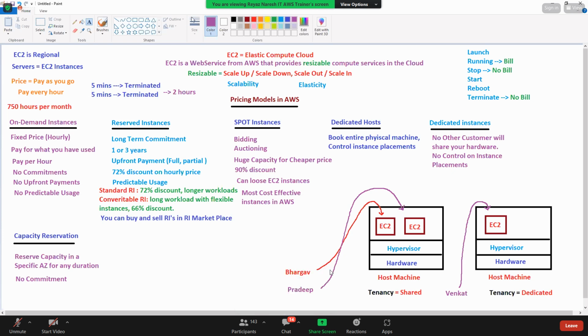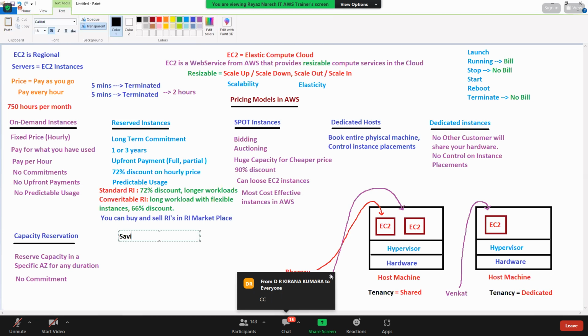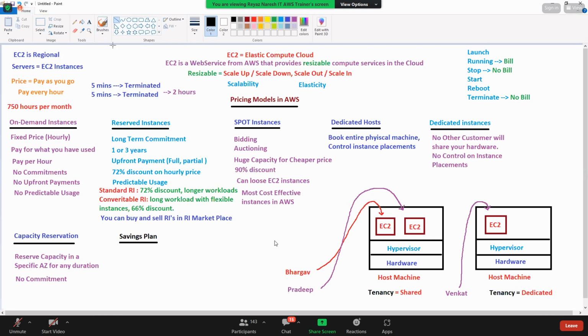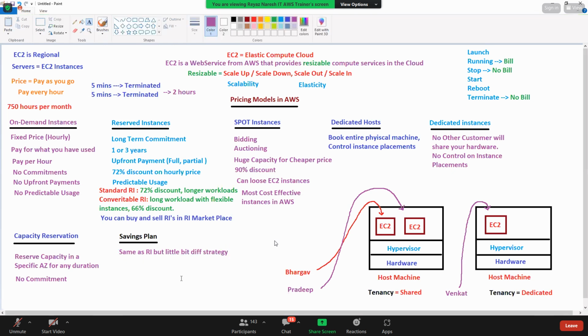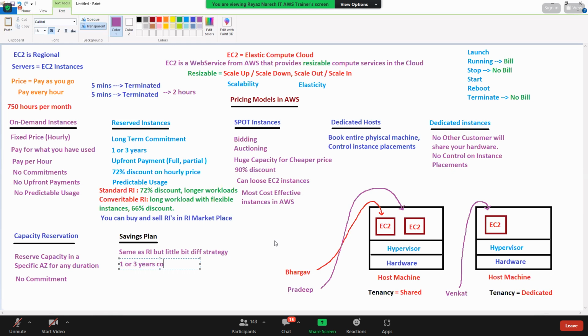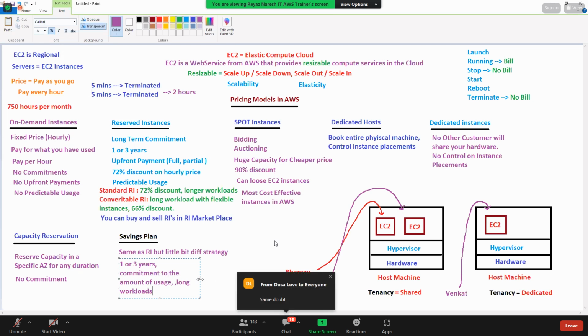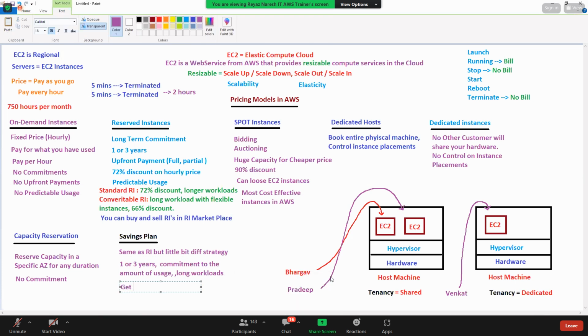Okay. And the last we have here is Savings Plan. What is it? Savings Plan. This is a recent one. But guys, it is the same as reserve instances, but a little bit different strategy. Here also there is a 1 or 3 years commitment, and commitment to the amount of usage, long workloads. And then you get a discount based on long-term usage.